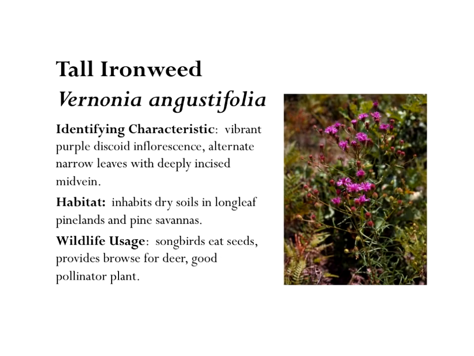One of the common ones that you're going to see is this purple flowering plant. It's called tall ironweed or Vernonia angustifolia. It has vibrant purple discoid flowers, or an inflorescence. And it has very narrow, deeply incised mid-vein leaves on it, alternately arranged on the stem. It inhabits dry soils in longleaf pinelands and pine savannas. So it's a pretty hardy species in terms of where it grows.